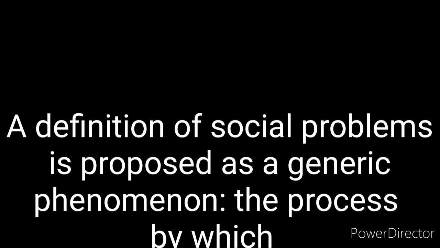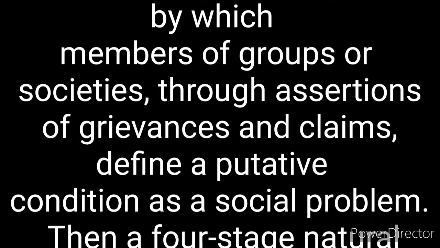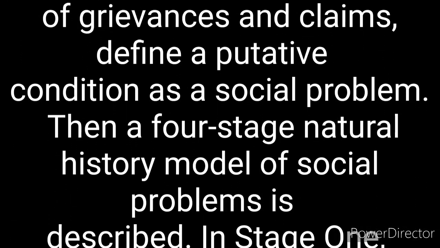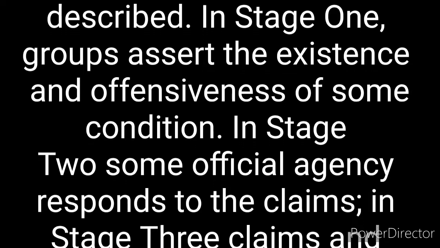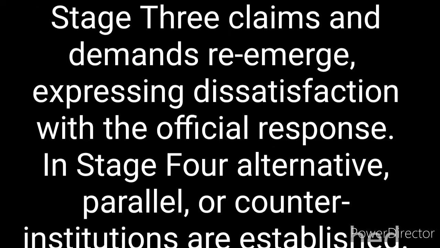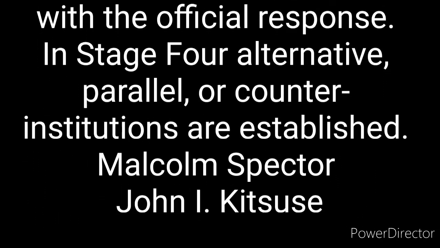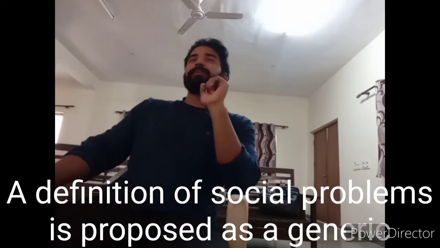I was reading an article by Malcolm Spector and John I. Kitsuse, and they state a definition of social problem is proposed as a generic phenomenon, the phenomenon by which members of groups or societies, through assertion of grievances and claims, define putative conditions as social problems. Then a four-stage natural history model of social problems is described.